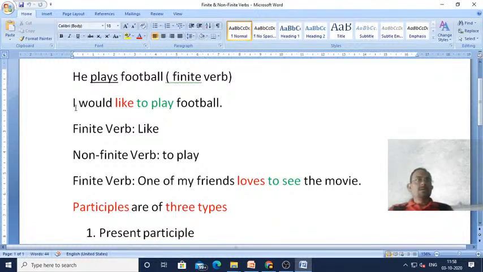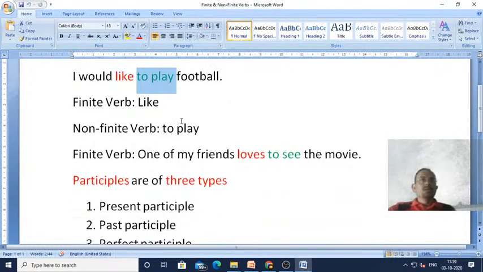For example, here you see "I would like to play football." Here "to play" is the verb which is not agreeing with the subject I, rather "like" is the finite verb because like agrees with the subject, whereas "to play" is the verb which does not agree with the subject. Therefore "to play" is called non-finite. So you understood, dear students, what is finite and what is non-finite?